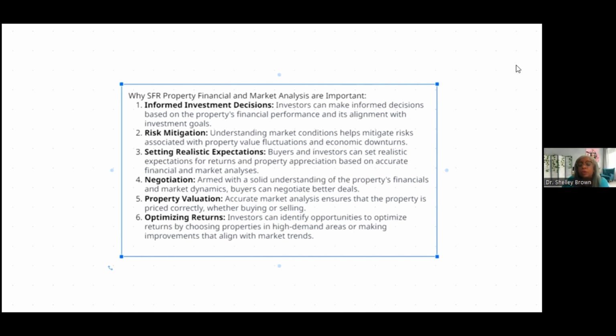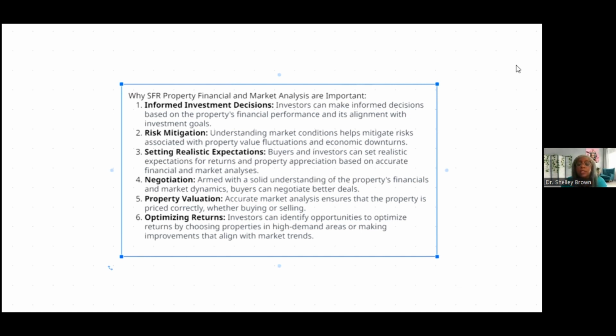Negotiation. When you're doing your market analysis, this is going to arm you with a solid understanding of the property's financials and market dynamics. And buyers can negotiate better deals. If you're in, say, for example, a buyer's market, then you're more than likely going to be able to negotiate a better deal, because there's not enough real estate. There's not enough inventory to go around.